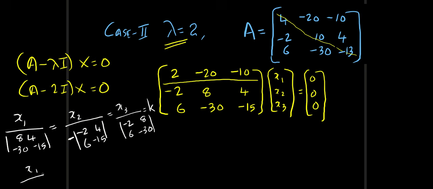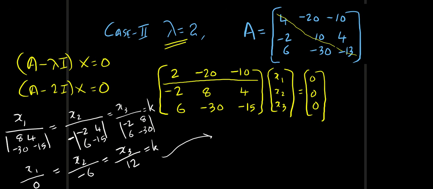So x1 whole divided by, that is 8 into minus 15. If you want, you can use a calculator. So 30 into 4, that will be 120. 120 minus 120, so that will be 0. Now is equal to x2 the whole divided by, this is going to be 30 minus 24, so 6, and that is minus 6, is equal to x3 the whole divided by 60 minus 8 into 6, 48, so that will be 12, is equal to k.